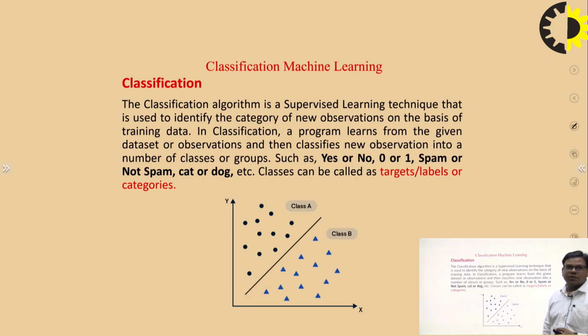Firstly, we are going to discuss classification. Classification is very simple to understand. The whole data set is given. There are a few features given.